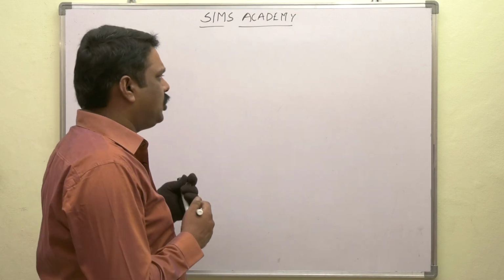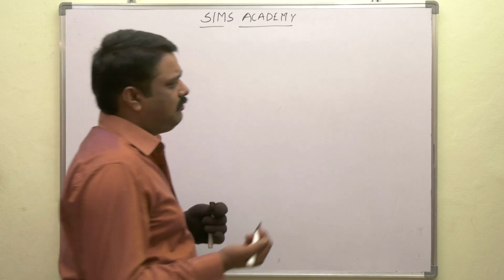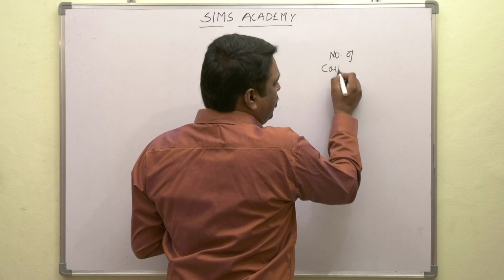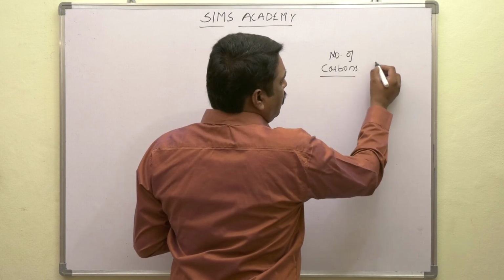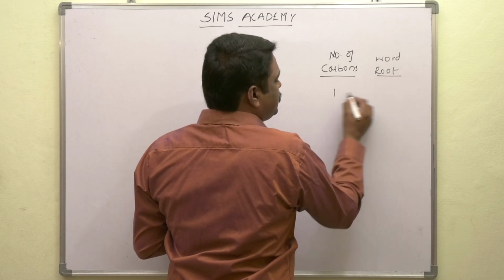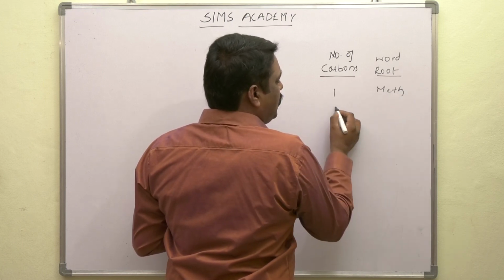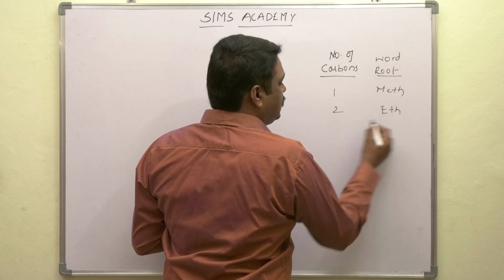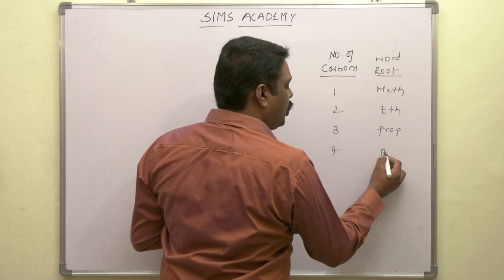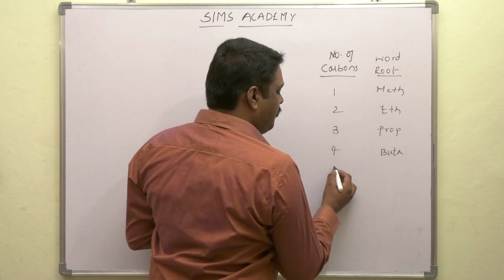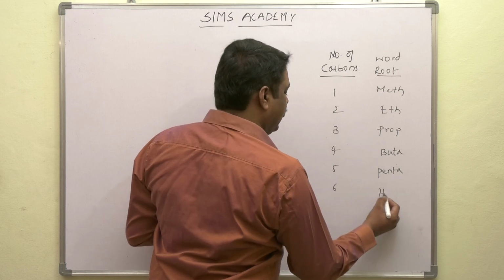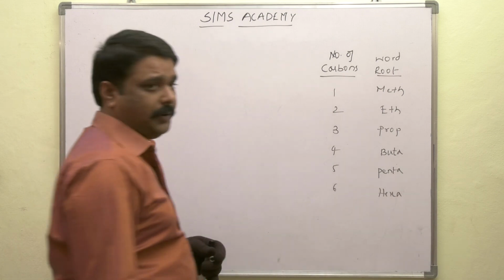Previously, we have seen about the word roots. What does the word root mean? It depends upon the number of carbon atoms. If we have only one carbon atom, the word root is meth; 2 carbon atoms, eth; 3, prop; 4, but or buta; 5, pent or penta; 6, hex or hexa, and so on.